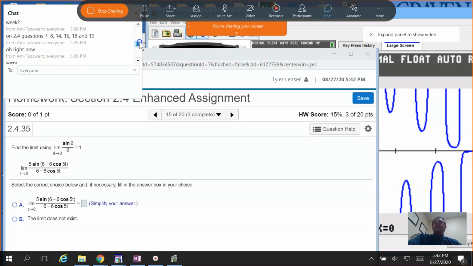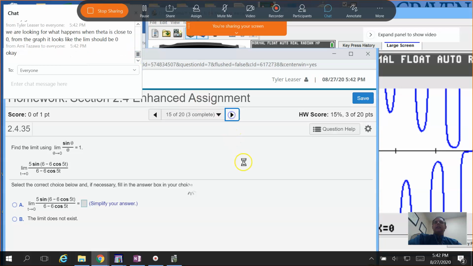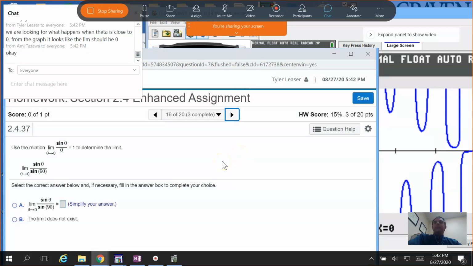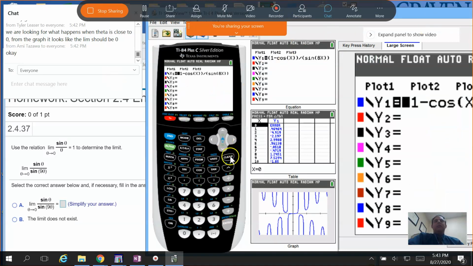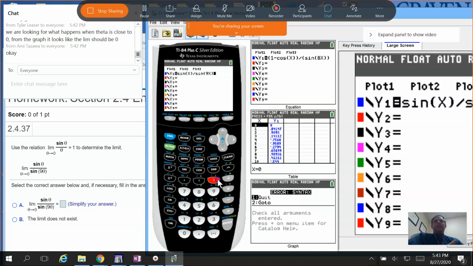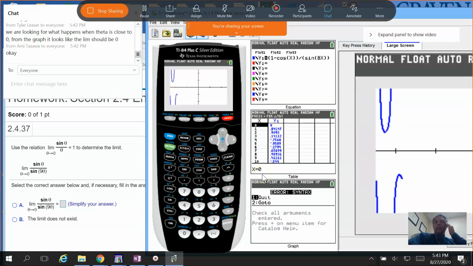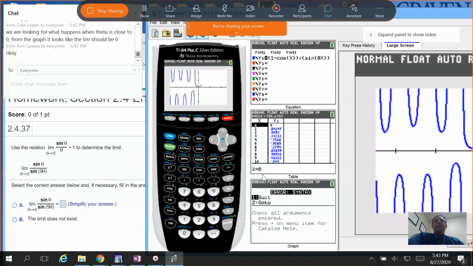He asked for some other ones: 16, 18, and 19. Same thing here. We have sine theta over sine of 9 theta, and we want to know what happens as theta gets close to 0. I would just do the same trick. There are ways of figuring out what this is going to be by hand, and by all means, do it that way if you really want to, but I would probably just do this. I will say that this is probably going to be either 1 or 0 as well. If I had to guess, it would be 0.